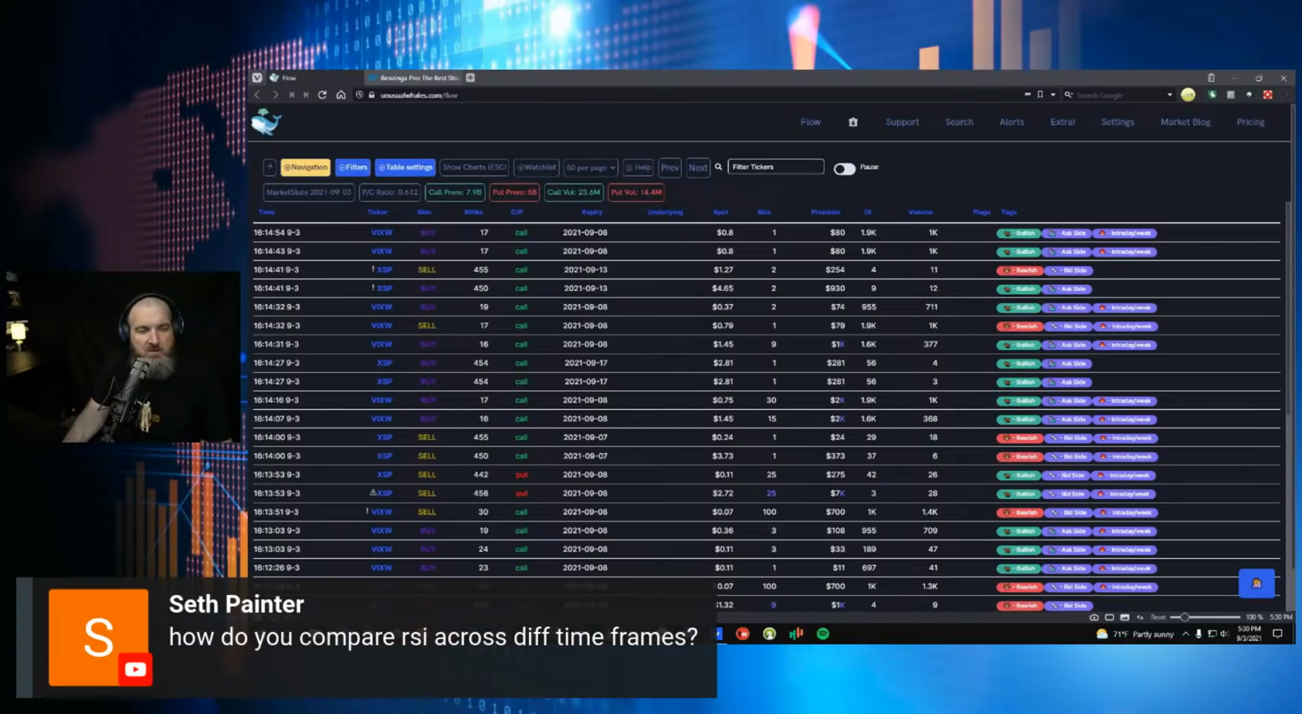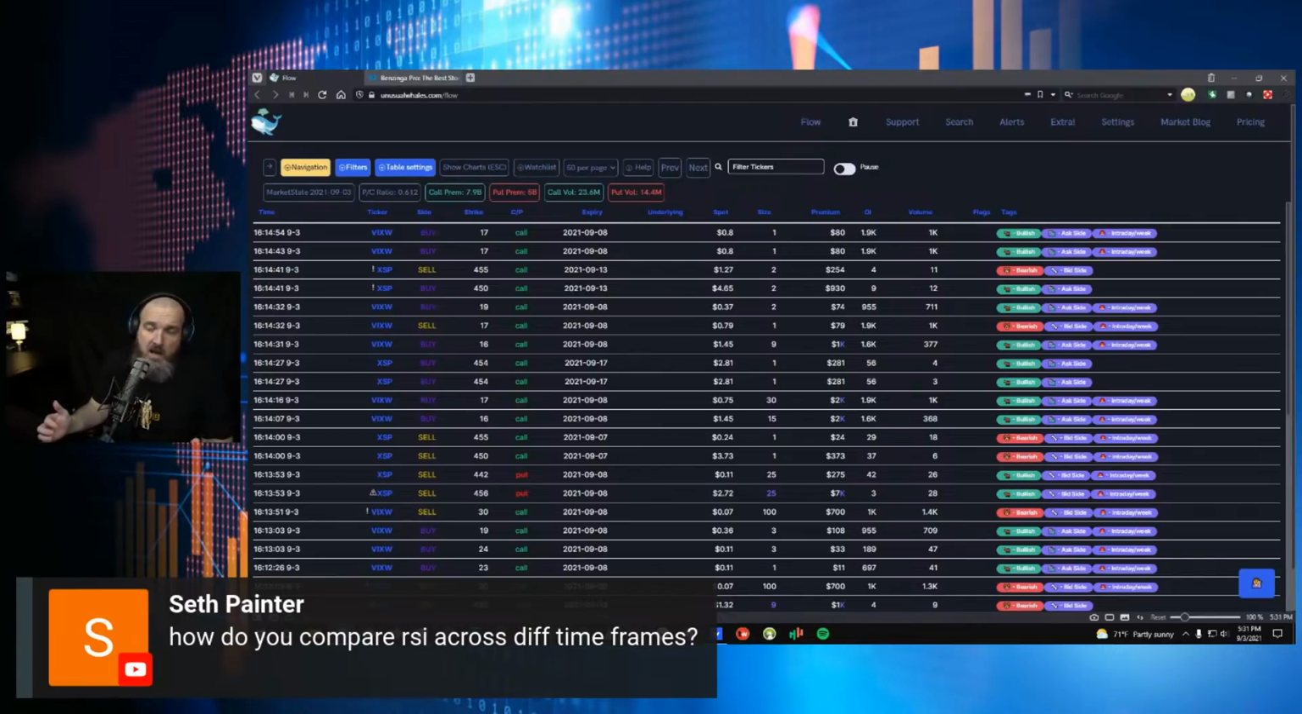How do you compare RSI across different time frames? I really don't. Again, I know that sounds weird. If I'm entering a swing, it's a different story. I'm focusing in on my support and resistance levels. I'll go through a couple different time frames. I'll start with the daily, and then I'll go to the 2 hour, 1 hour, 30 minute, 10 minute, 5 minute, which is how I work my way down.